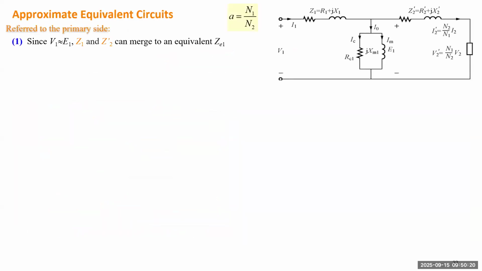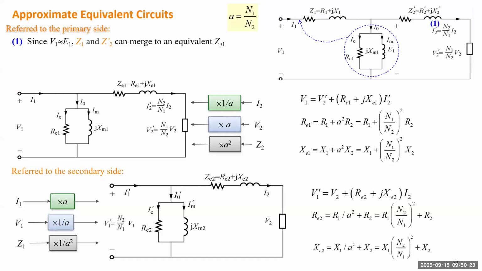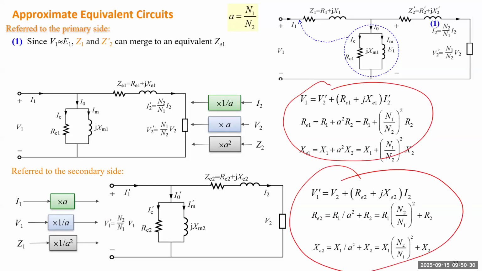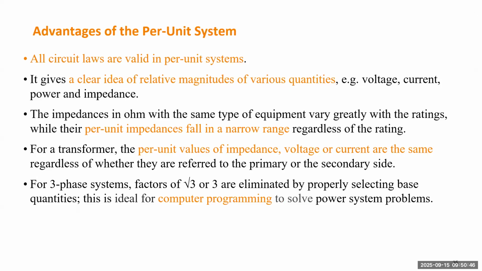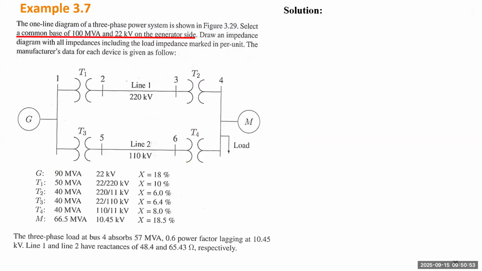And if we go back to these slides, we don't worry about whether we transfer everything to the primary side or secondary side, because you see the equations have a completely same structure. When you translate all the voltage, current, and impedances to the per unit value, they are exactly the same per unit value. So for a three-phase system, we don't have those very annoying factors, and this is ideal for computer programming.